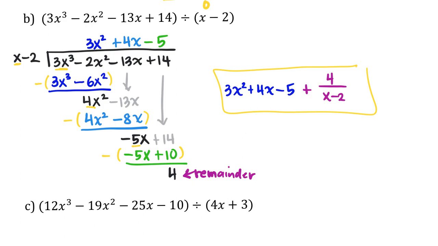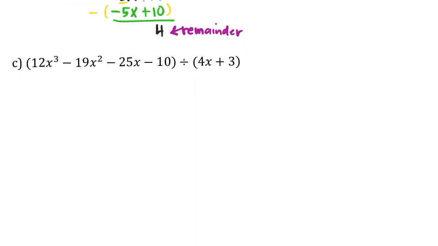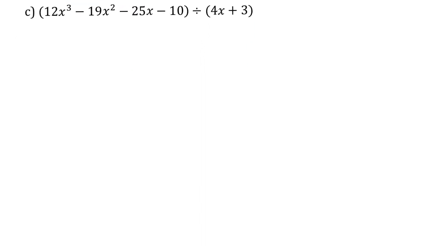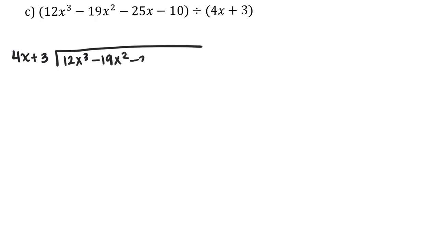Okay, ready for the next one? Let's try the next one. Okay, long division. So I'm going to set up the long division. I'm dividing by 4x plus 3. Okay, only look at the first term. To get 12x cubed, 4 times 3, 3x squared.